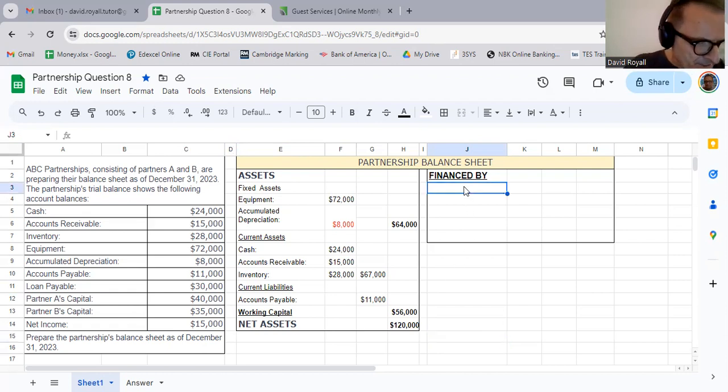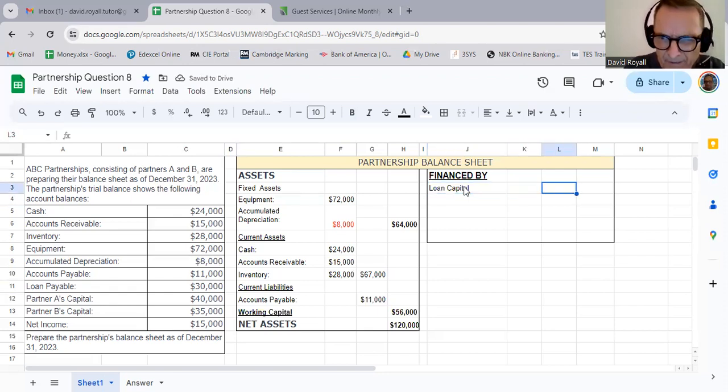So we want to see, well, how is that reflected in the financed by section? Well, the gearing of a company will be between its loan capital and what the owners have invested in it. So let's start with the loan capital. And that is in the form of the loan payable. I've got that figure way over here. Loan capital being 30,000.